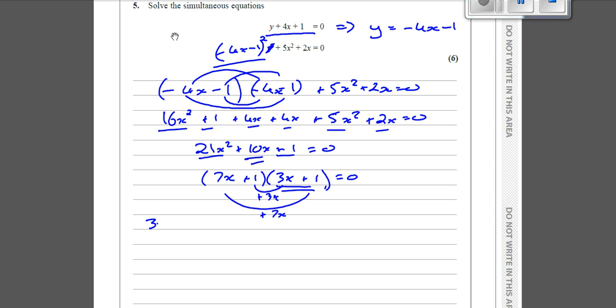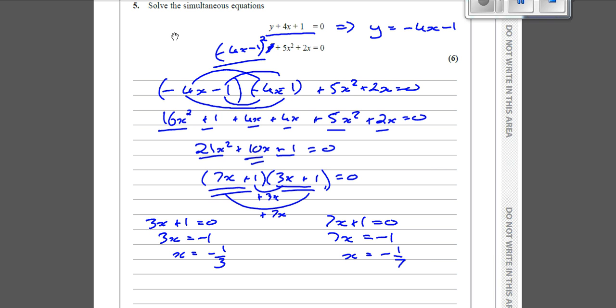So the first one, 3x plus 1 equals 0. So 3x equals minus 1, x equals minus 1 over 3. This one, we're going to have 7x plus 1 equals 0. So 7x equals minus 1, x equals minus 1 over 7. And those are your two x coordinates, or your x values.